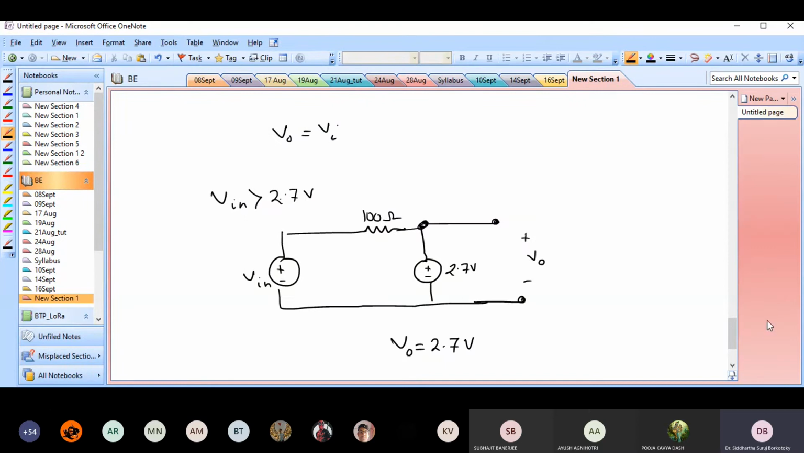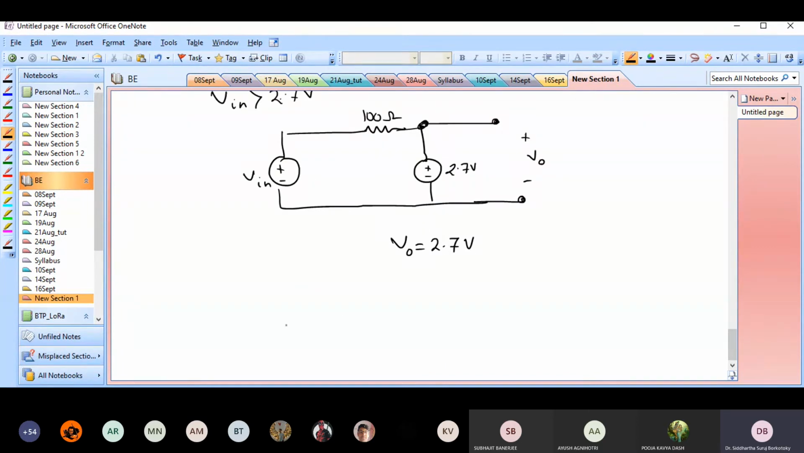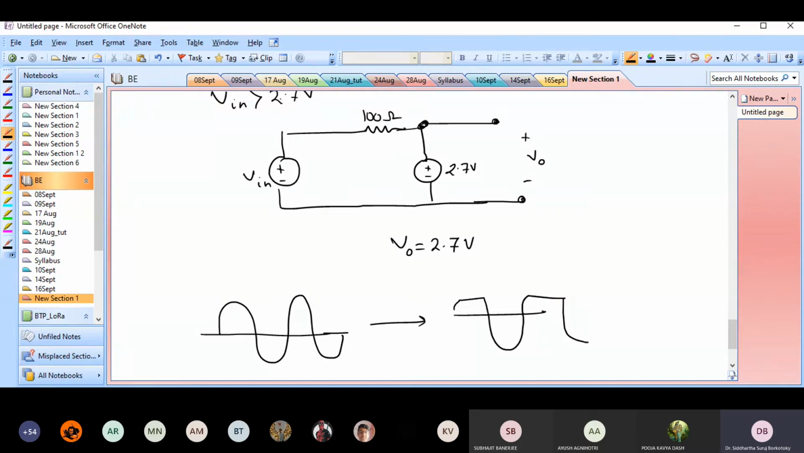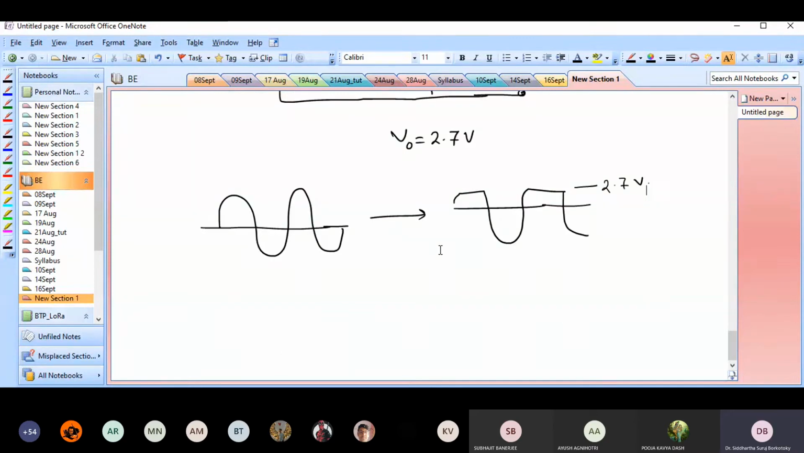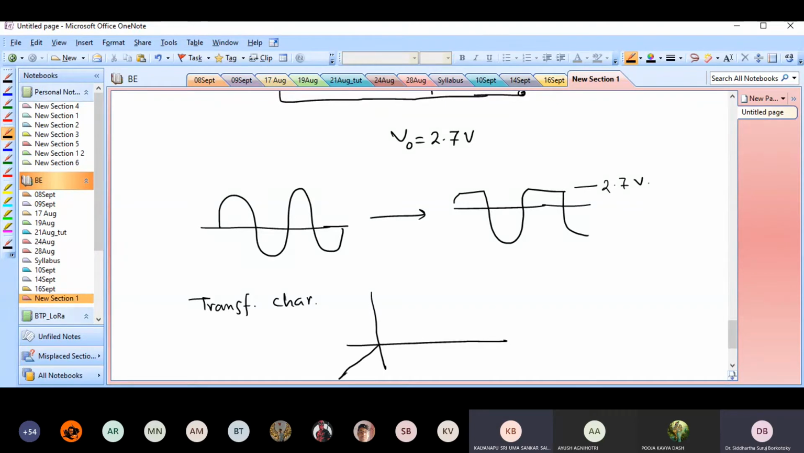So what this circuit does is it clips everything at 2.7 volts. So if my input is something like this, my output would be the same thing but clipped off, something like this. So this is 2.7 volts. All right. So now how do I plot the transfer characteristic? So the transfer characteristic is this. This is 2.7 volts and this is 2.7 volts.